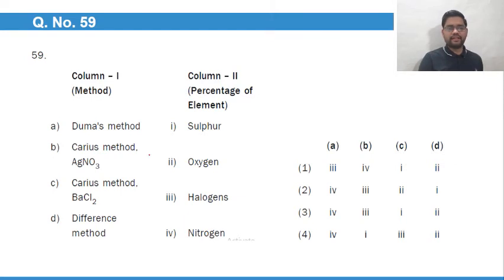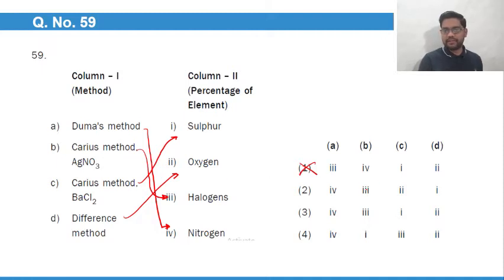Then 59. Dumas method. We know that Dumas method is for what? Nitrogen. Carius method with AgNO3 is for detection of halogens. Carius method with barium chloride is for detection of sulphur, and difference method is for what? Oxygen.